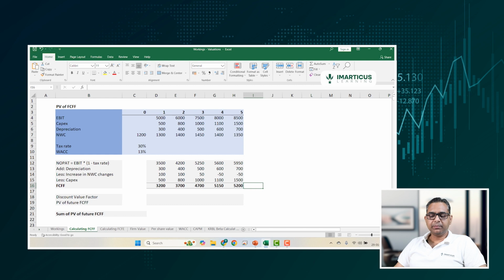Now we want to calculate the present value of future free cash flows to the firm. So what we'll do is we'll calculate the discount value factor to calculate the PV of future cash flows to the firm. Because we are talking about free cash flows to the firm, our discount rate should be WACC. That's why in the discount value factor calculation, we'll take the discount rate as WACC.